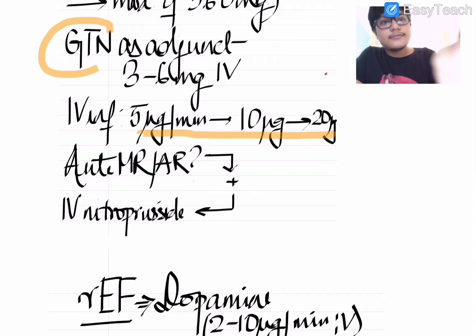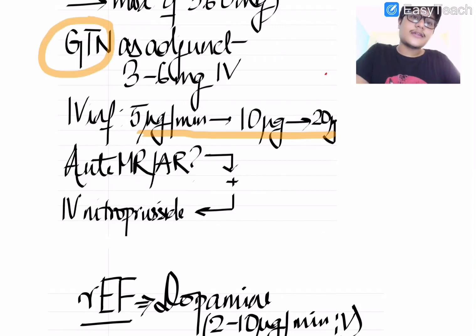And over here, GTN, glyceryl trinitrate, is given because it's a vasodilator and it will reduce the air hunger in the patient. I'm sure all of you know the mechanism of action of glyceryl trinitrate. It will increase the cyclic GMP levels and cause vascular smooth muscle relaxation, leading to vasodilatation.